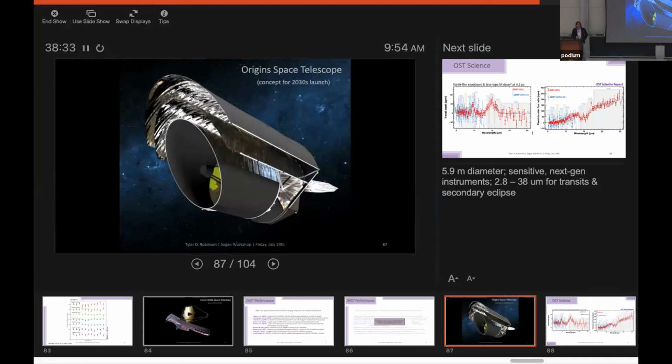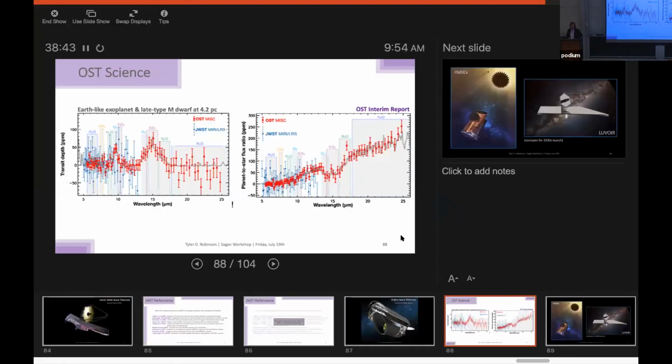This is a thermal infrared telescope envisioned about 6 meters in diameter, super cooled, and would do secondary eclipse and transit observations of exoplanets from about 3 to 40 microns. Here's an example of the kinds of observations from their interim reports that they would hope to get. So this is an Earth-like exoplanet orbiting a late-type M dwarf at 4.2 parsecs, which is pretty close. James Webb is in blue, and then what OST would hope to do is in red.